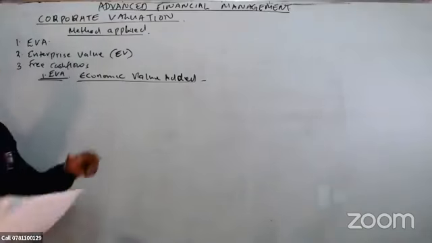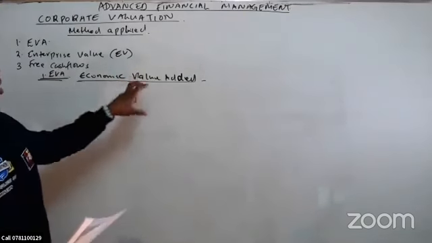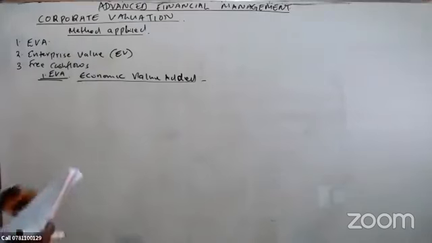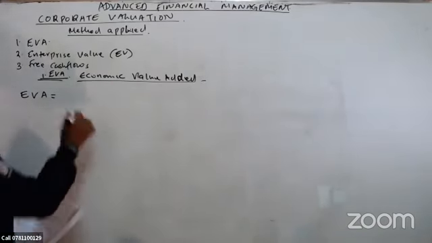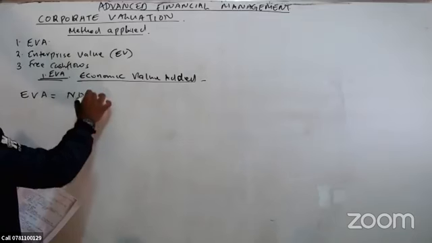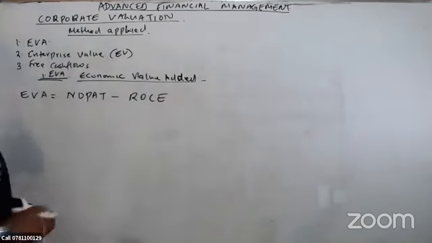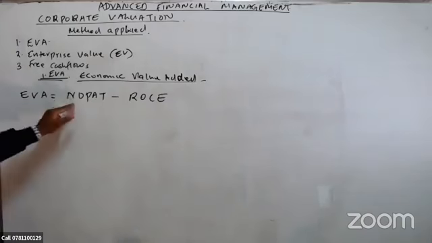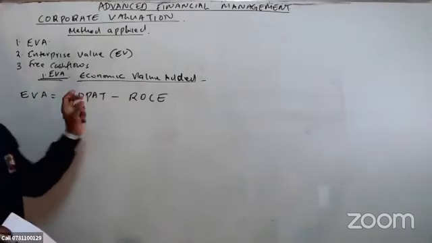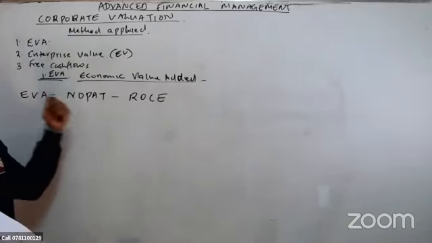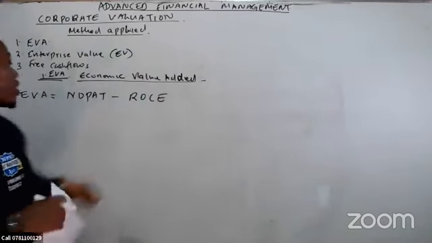The economic value added uses what we call the residual wealth of the shareholders. The EVA is simply the difference between the NOPAT and the return on capital employed. The NOPAT is the net operating profit after tax. Note that we are dealing with operating profit, so we will not deduct the interest when getting the NOPAT.